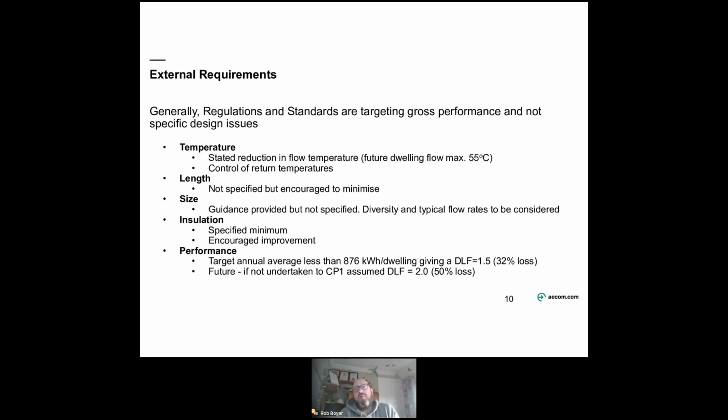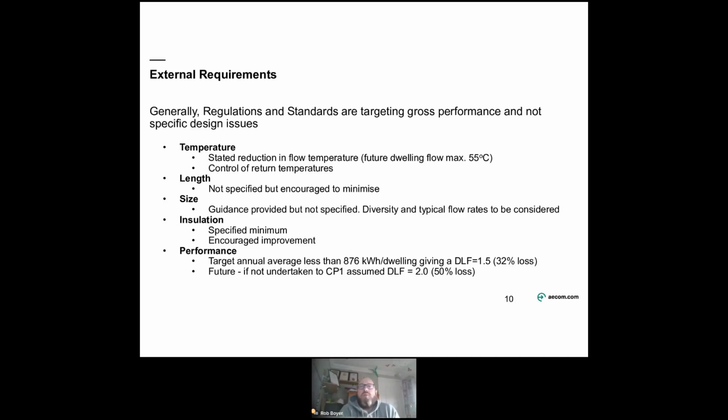Insulation is specified to a minimum, but we should be encouraging an improvement on insulation. CP1 is a starting point. But ideally, if you've tackled those other things, the economic value of improving insulation should fall away because you've tackled it via other mechanisms. And then hopefully you can save money by reducing the level of insulation you actually need.